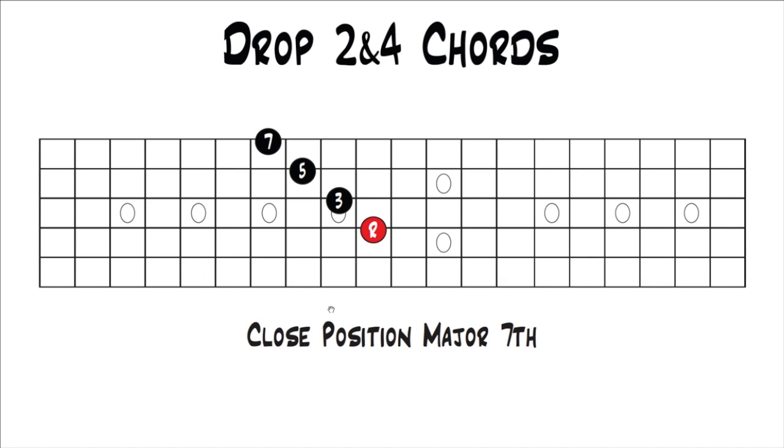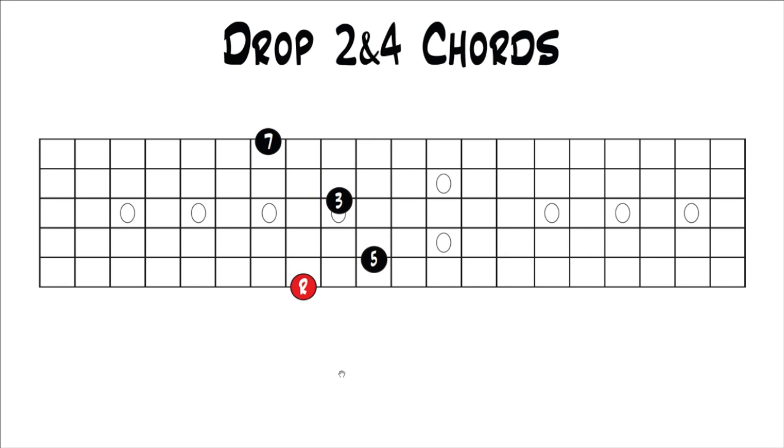So to get to a drop 2 and 4 chord from this close position chord, you're going to move the 2nd from the top note down an octave, right to here, and you're going to move the 4th from the top note down an octave right to here. And it would look like this.